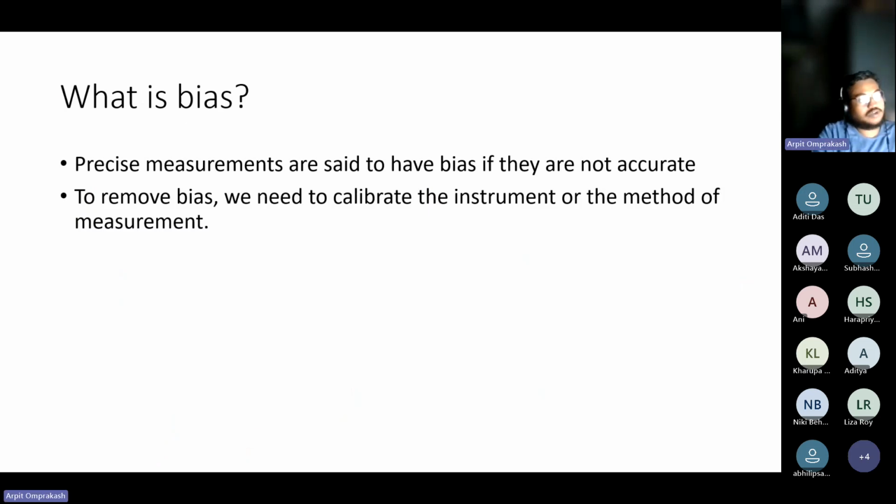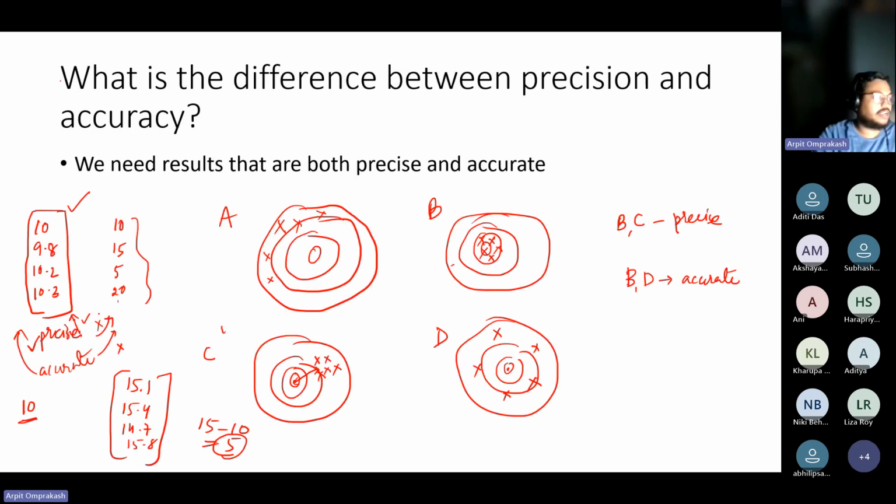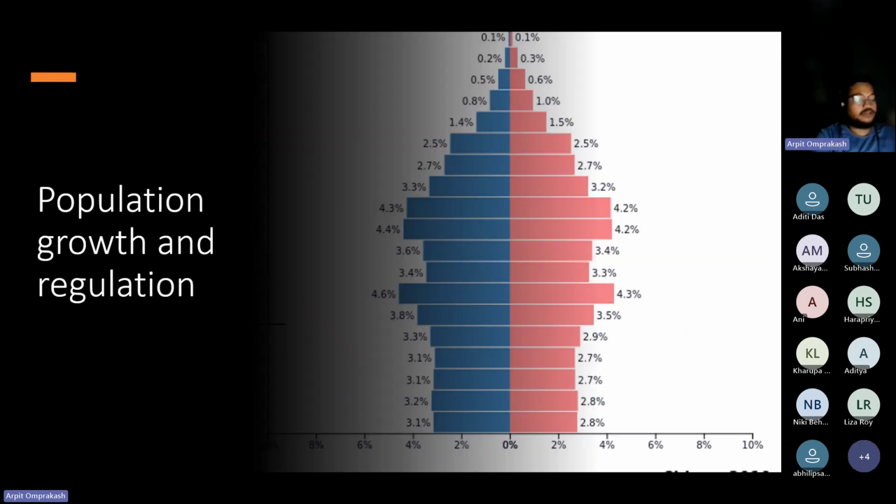So to remove bias, we need to calibrate our instrument or change our method of measurement. So your friend here can basically take a better scale, right? Or the bias that might be coming in for shooter C is basically that their barrel is probably bent to the right. So what they can do is either straighten their barrel or choose another instrument or another gun. Right. So that's all for the first lecture. Does anyone have any questions till now?